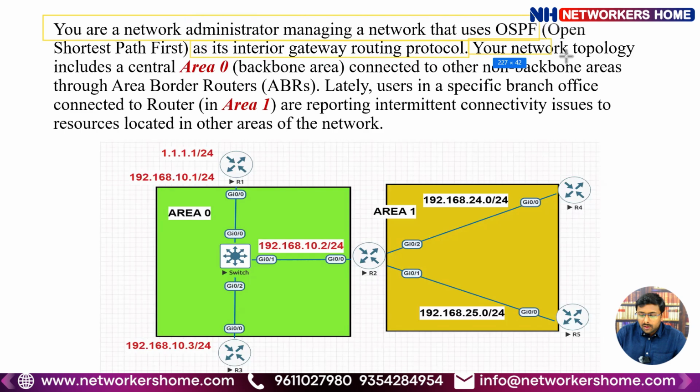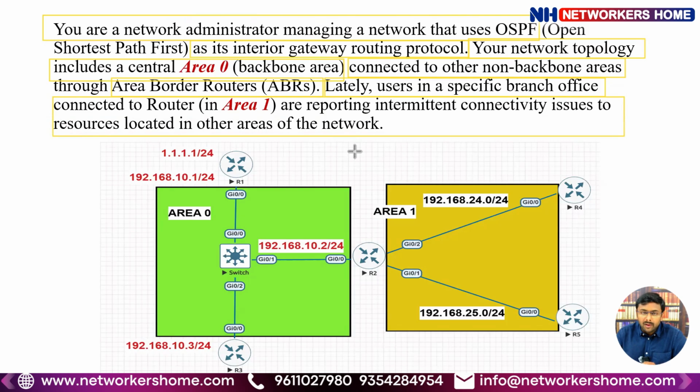Now it says that your network topology includes a central area that is called area 0, even we can call it the backbone area, and it has been connected to other non-backbone areas through ABRs, that is area border routers. Lately, users in a specific branch office connected to a router in area 1 are reporting intermittent connectivity issues to the resources located in other areas of the network.